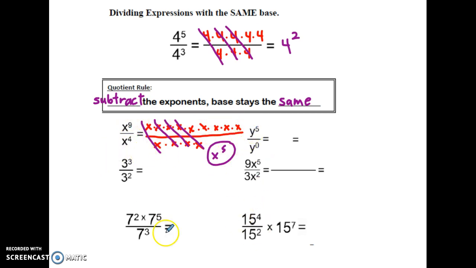So try the next couple of examples. They get pretty tricky towards the bottom, but pause the video. Try them on your own anyway, and then check back in to play it and check your answers.